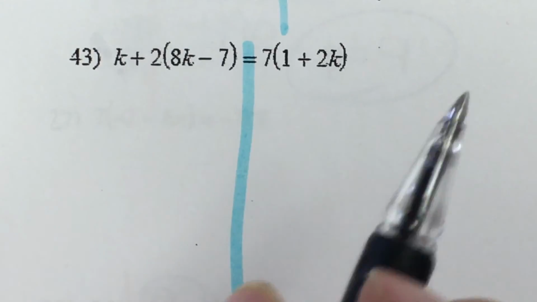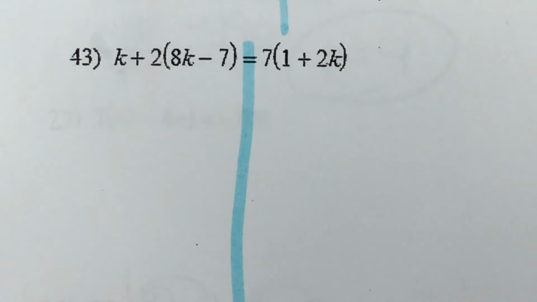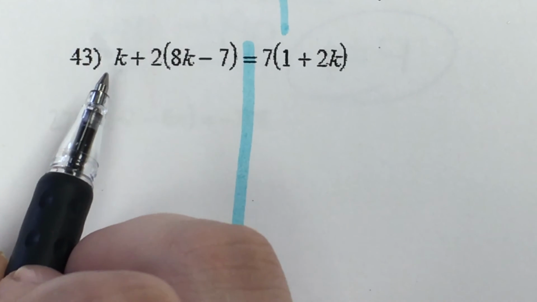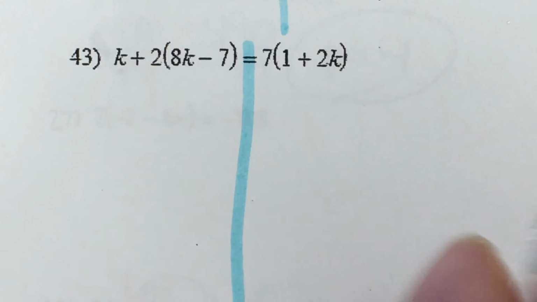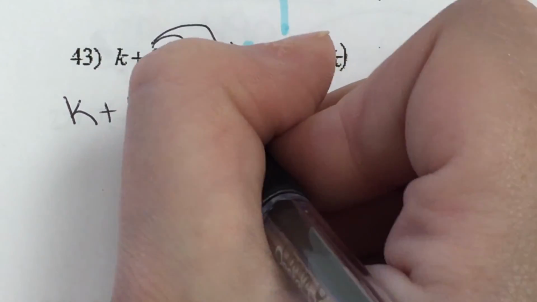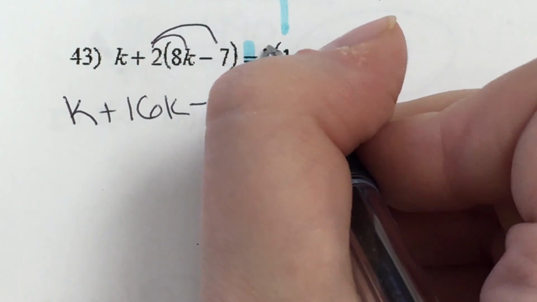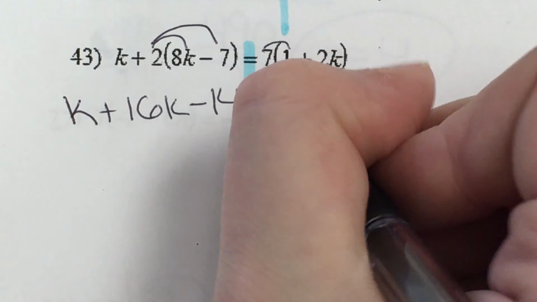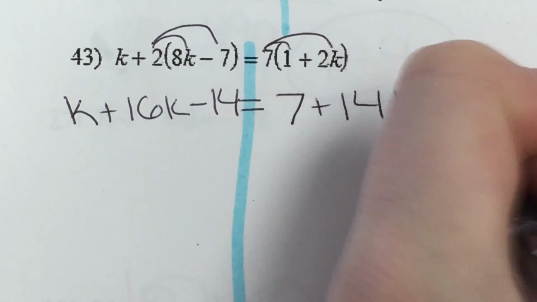Then I'm going to do any distribution, and here I do see distribution here, and then on the right side right here. So let's distribute. Remember, your k on the outside is not part of this distribution. He's kind of over here on the side. He's got nothing to do with it. So let's rewrite the k. And then we have 2 times 8k is going to be plus 16k. And then 2 times negative 7 is minus 14. Equals. Then on the right side, let's distribute again. 7 times 1 is 7, and 7 times 2k, that'll be positive 14k.